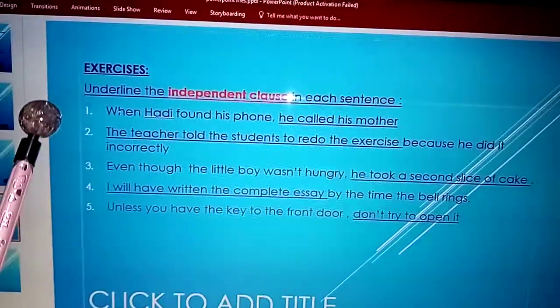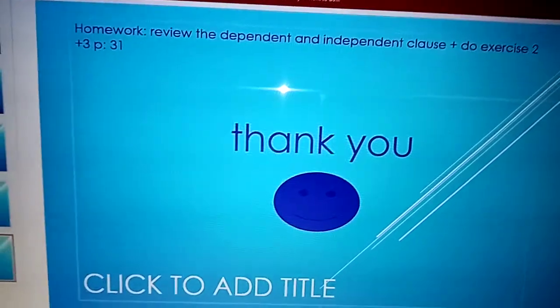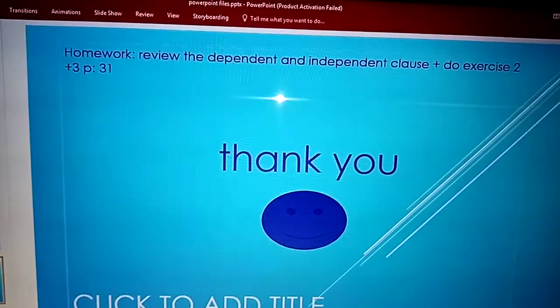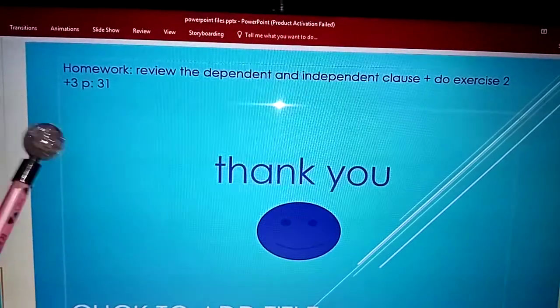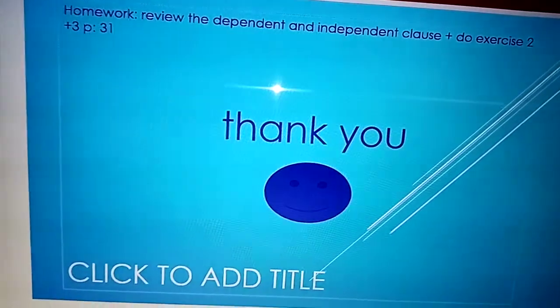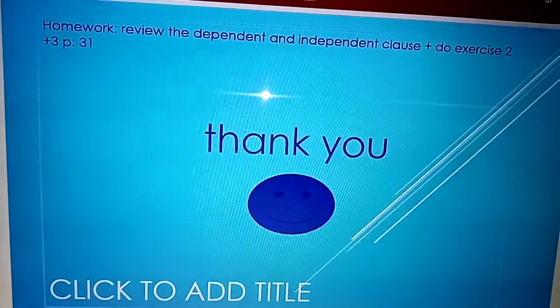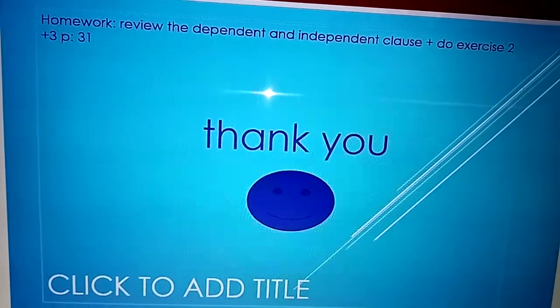So here, guys, this is very easy and very simple. You have to review the dependent and independent clauses, plus you have to do exercises 2 and 3, page 31. Okay, I hope this was helpful for you, and I hope you copy all this information in your copybooks.